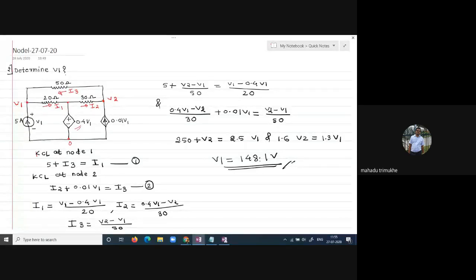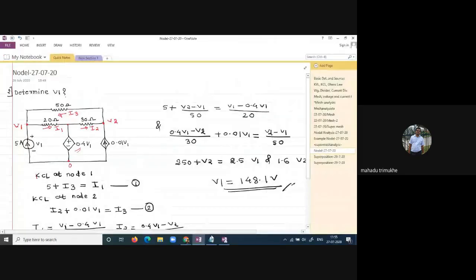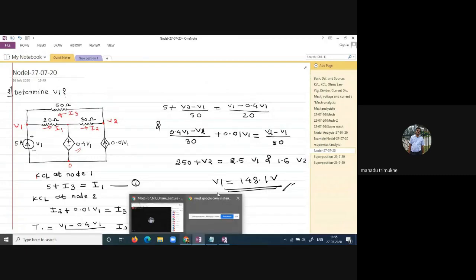Simplifications you have to do. And what is important here? Simplification. The steps are understood, all is understood, but the major task is simplification. Very simple actually. You take the LCM. Okay. Is there any doubt in that? Okay. Is there any doubt?